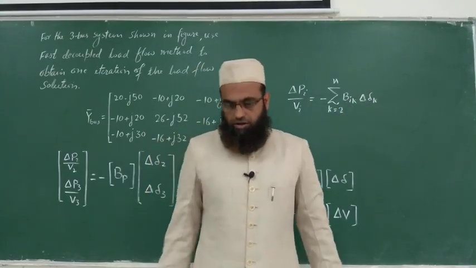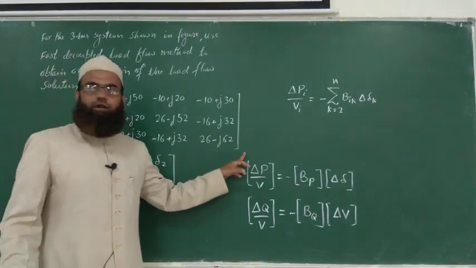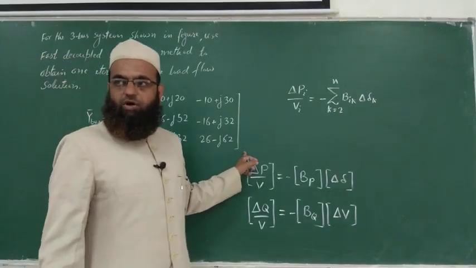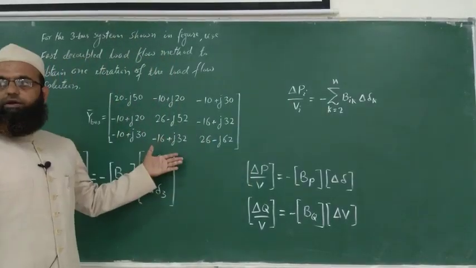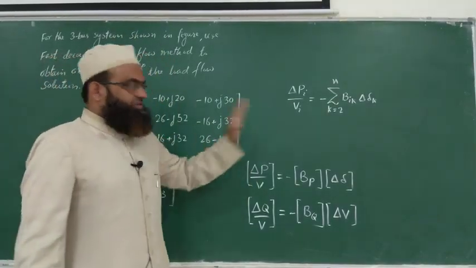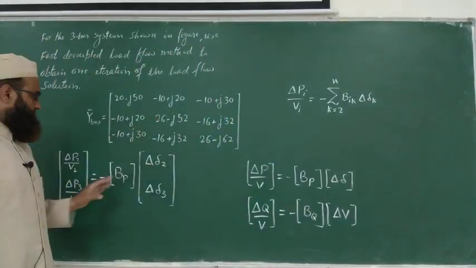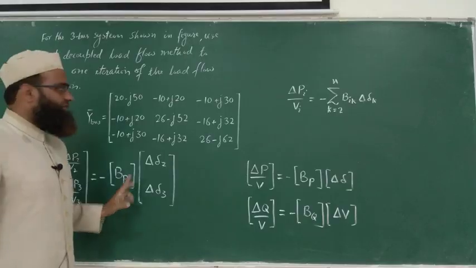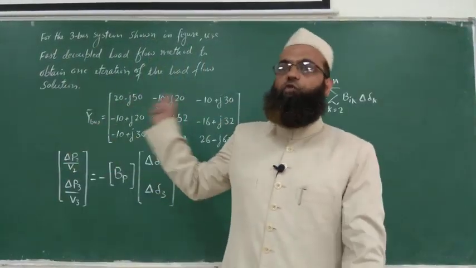In general, you are having your Y bus of the order n, where n is the total number of buses. So for our system, it will be 3 by 3. You can observe, right? Except the slack bus, that is bus number 1, you may write this matrix directly with the help of Y bus. Just you have to ignore the first row and first column.